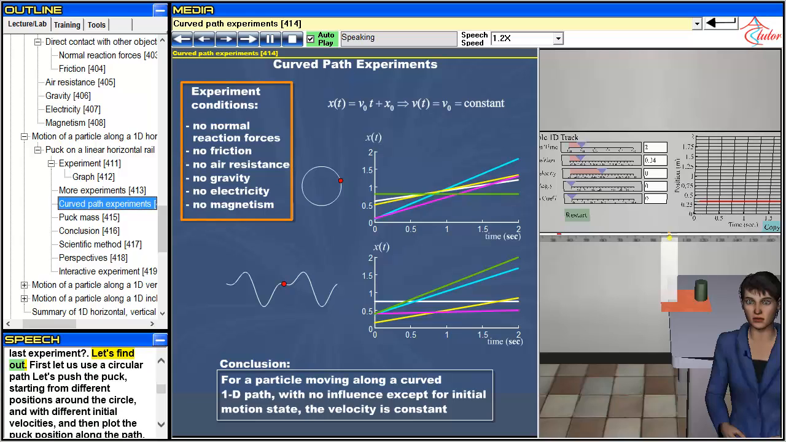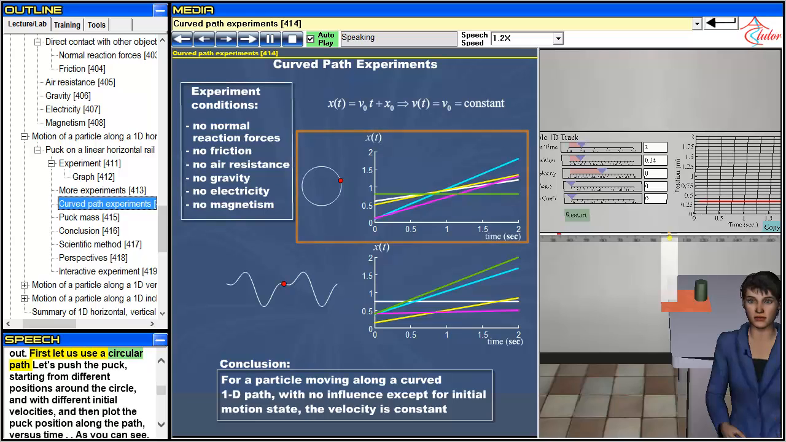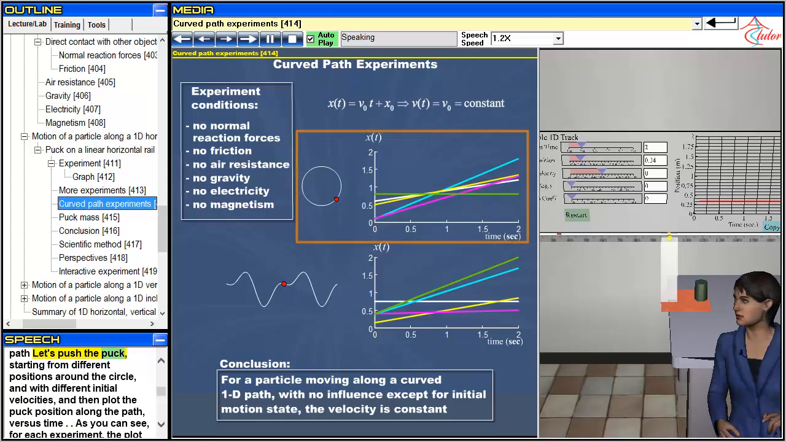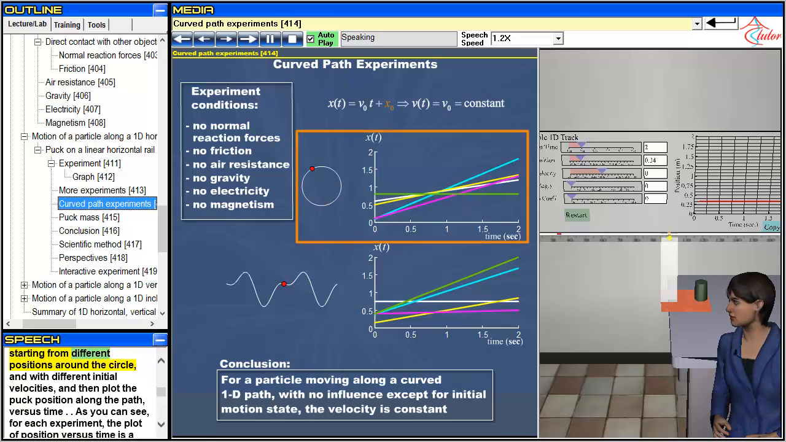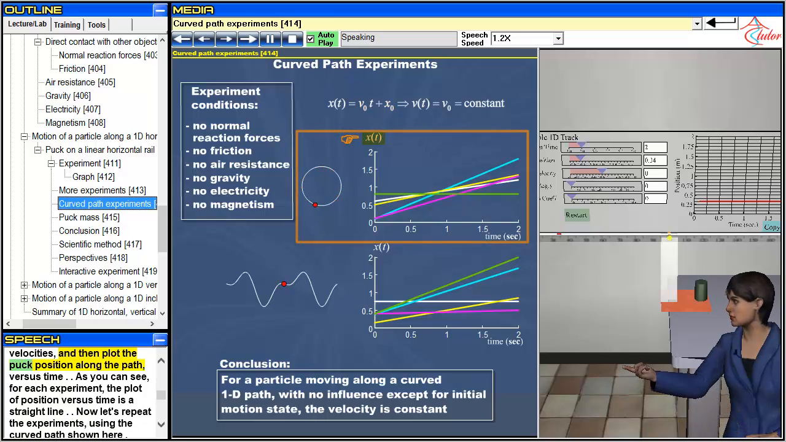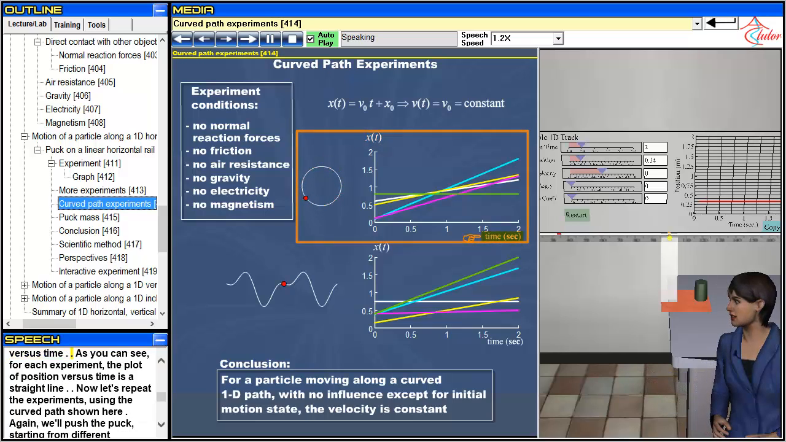Let's find out. First, let us use a circular path. Let's push the puck, starting from different positions around the circle, and with different initial velocities, and then plot the puck position along the path versus time. As you can see, for each experiment, the plot of position versus time is a straight line.